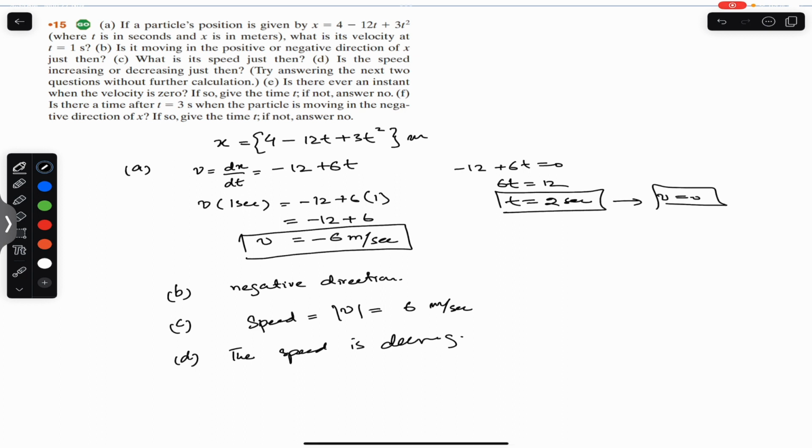So this means that if the velocity at t equals 1 second is minus 6 meter per second, the particle still continues towards the right until its velocity becomes 0, and after 2 seconds the velocity will become 0. So then in part E it is asked: is there ever an instant when the velocity is 0? If so, give the time t. If not, answer no. So at t equals 2 seconds, the velocity becomes 0.